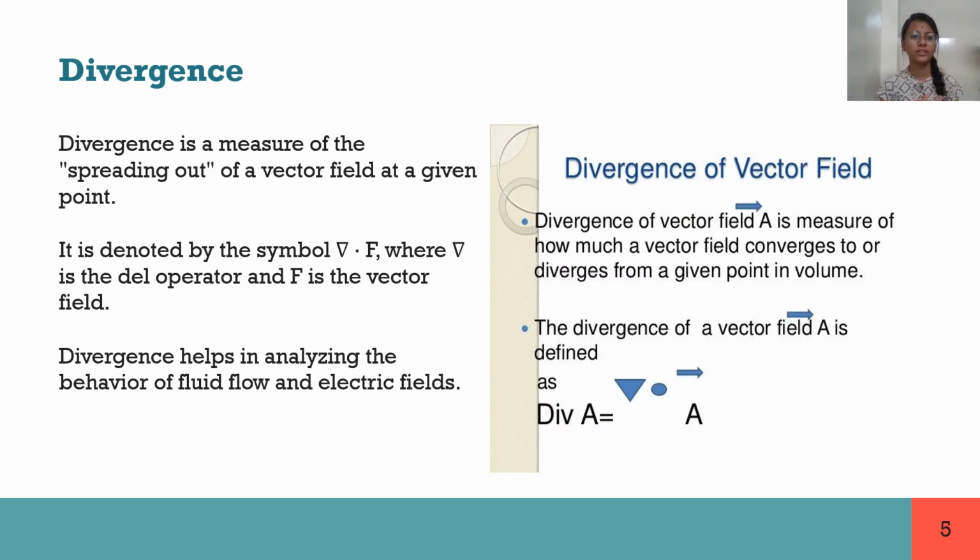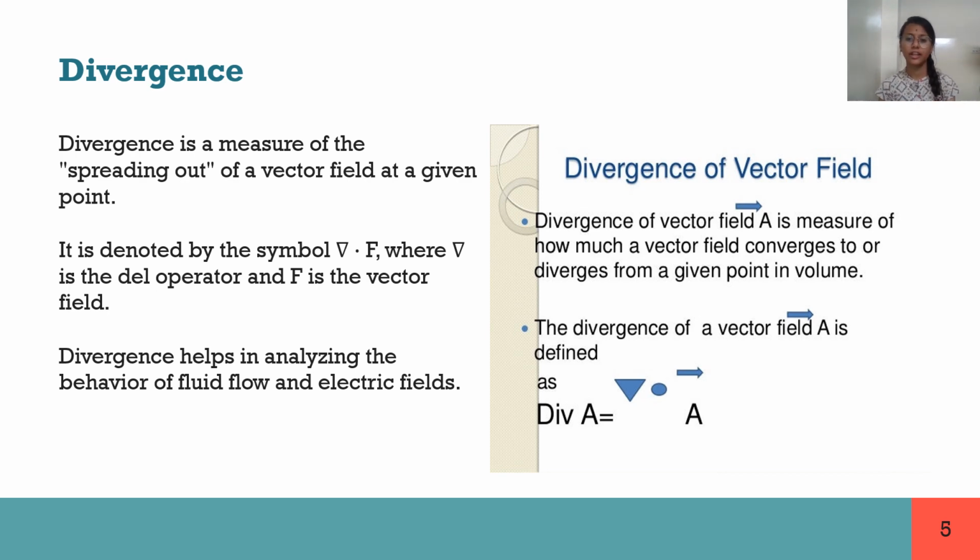Now let us see about the divergence. Divergence is a measure of the spreading out of a vector field at a given point. It is denoted by the symbol del dot f, where del is the del operator and f is the vector field. Divergence helps in analyzing the behavior of fluid flow and electric fields.